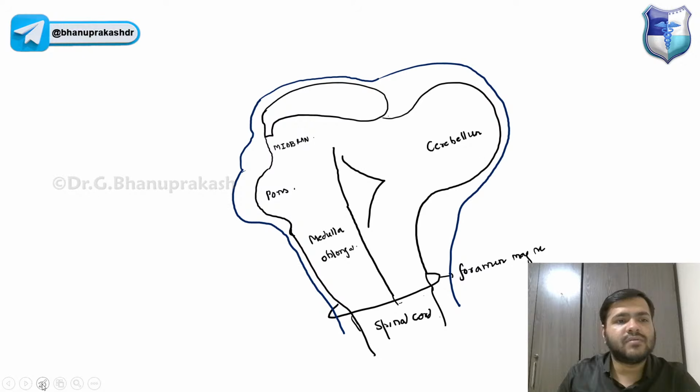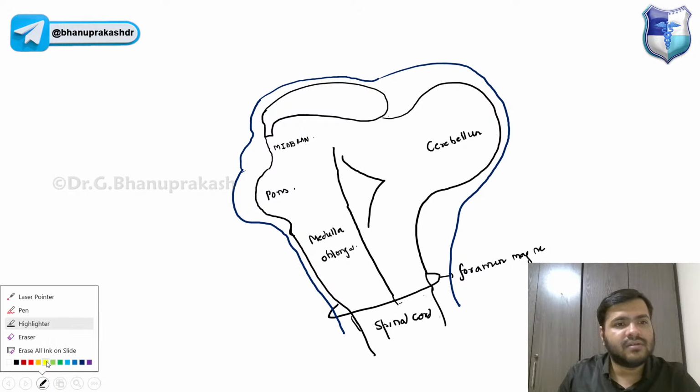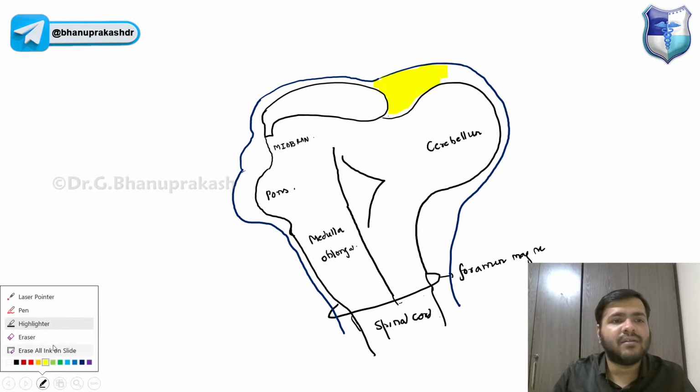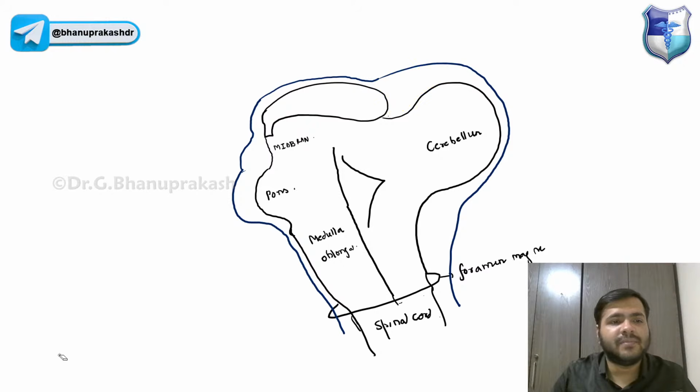Okay, so you can very well see, guys, over here, this particular space where there is more gap. I'm just trying to show this with the yellow color. Don't think it's the pia matter. If you get confused, let me explain.